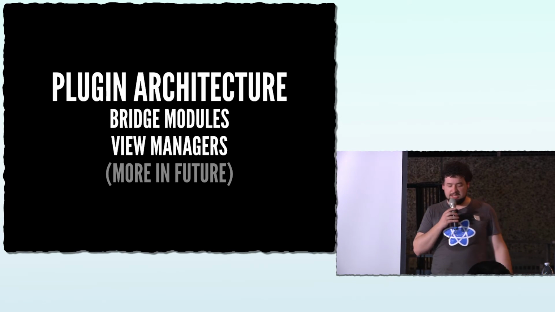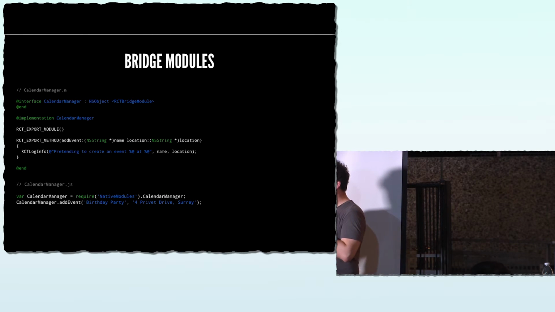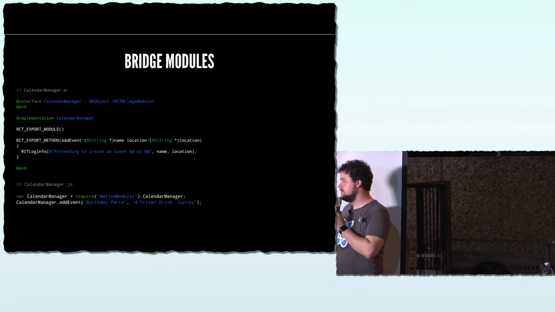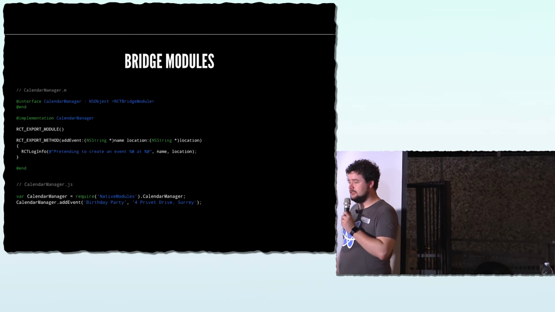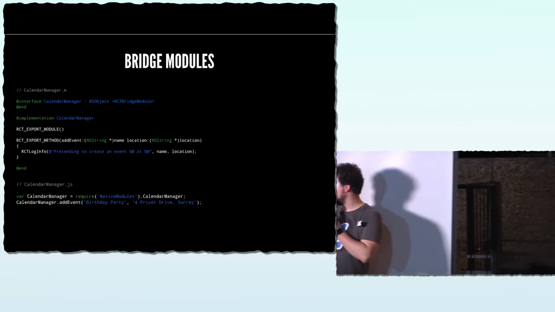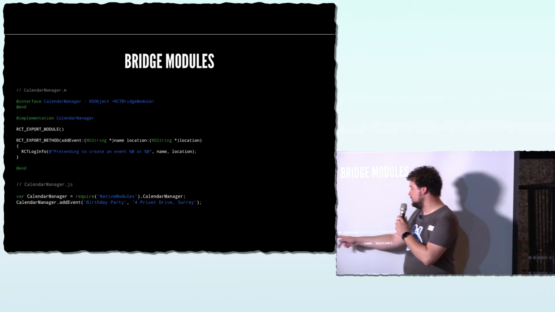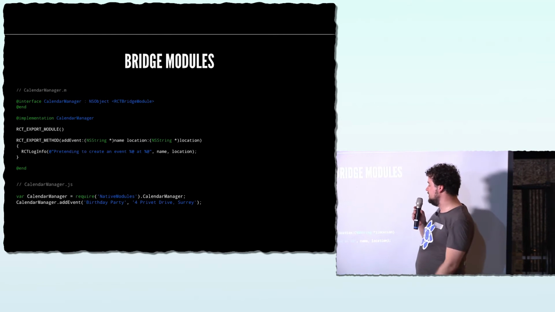So let's look at an example of that. We use macros quite heavily because it allows us to extract a lot of rich type information and basically avoids having to type a lot of copy pasta. So every native module needs the export module annotation. And then for every method, we just wrap it with the RCT export method.